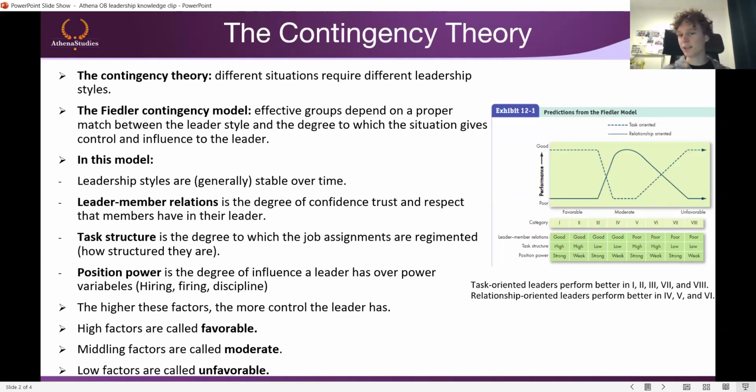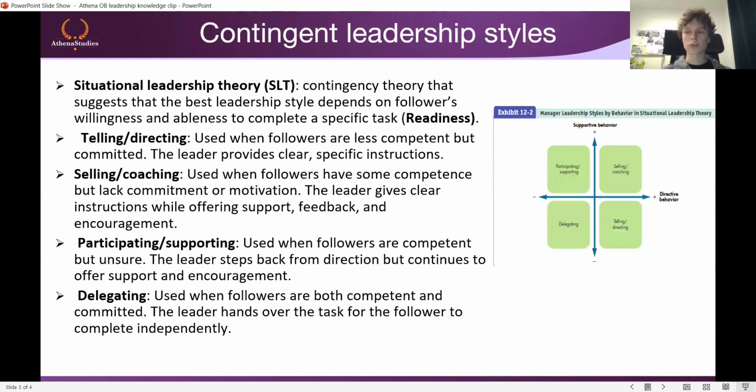So they're not completely linear. So that's good to keep in mind. Now, with the contingency theory itself explained, let's move on to some of the major leadership styles that we discuss in this course. Starting us off with the most major one, and that is the situational leadership theory, shortly known as SLT.